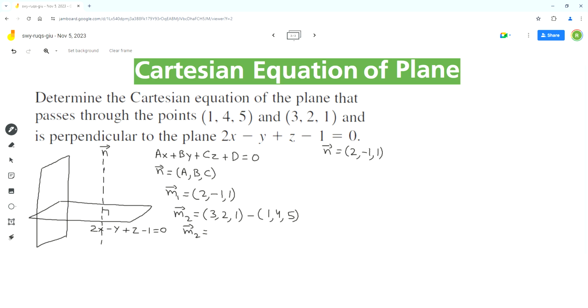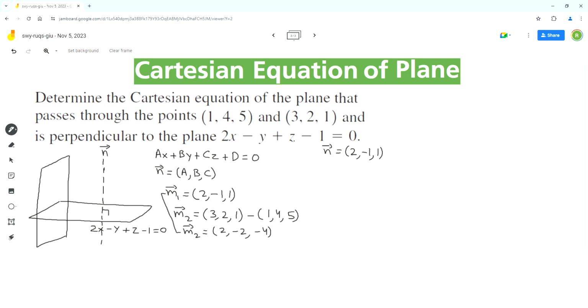Now we can subtract these vectors. So we should subtract their x, y and z components. 3 minus 1 is 2. 2 minus 4 is negative 2. 1 minus 5 is negative 4. This is the second direction vector for our plane. We can see that the two direction vectors are not scalar multiples of each other. So that means they are not collinear vectors.